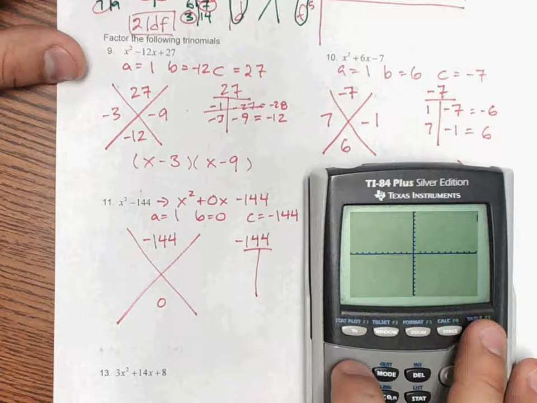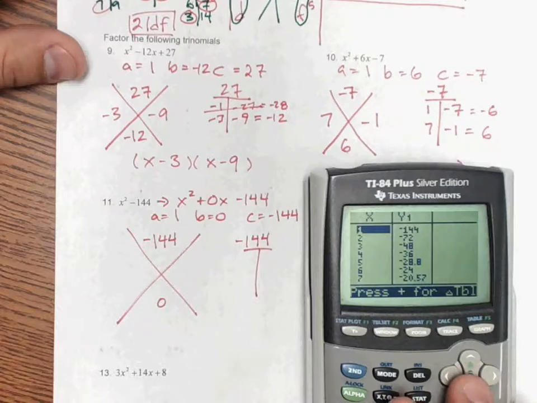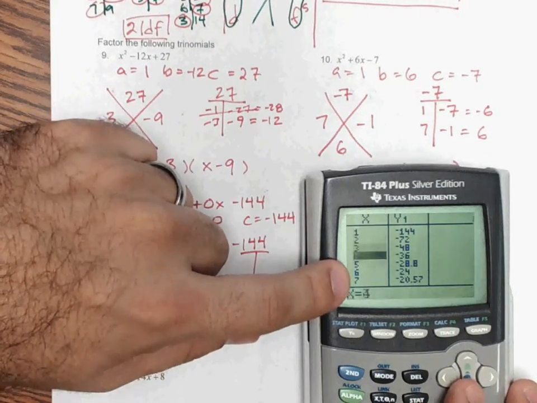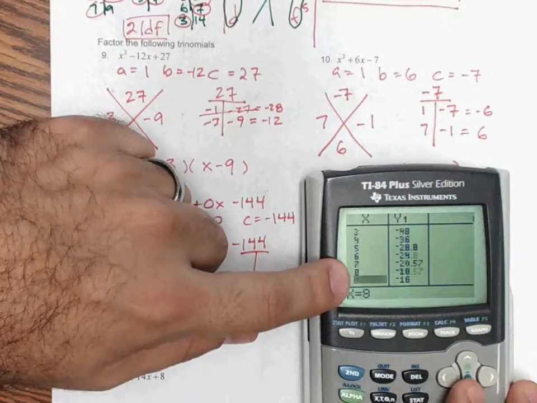Oops. Forgot to press second. So if we go to the table, there's a bunch of them, okay, but these are not going to cancel each other out. I want the same number for both x and y, just with a different sign.